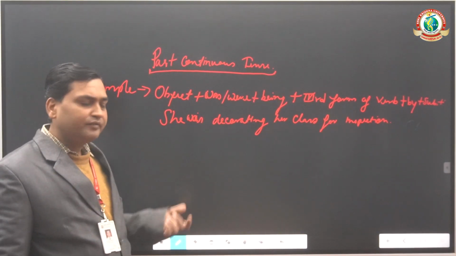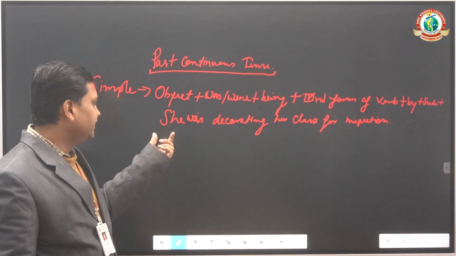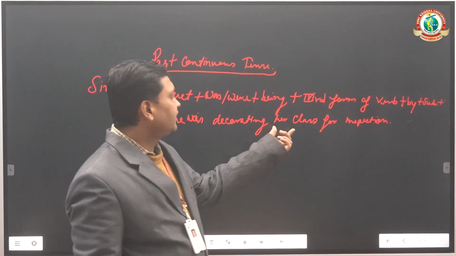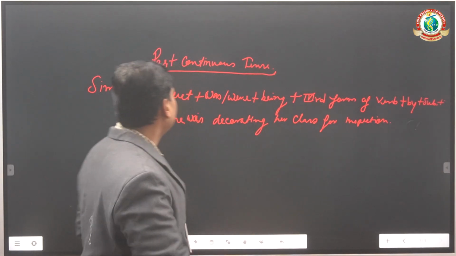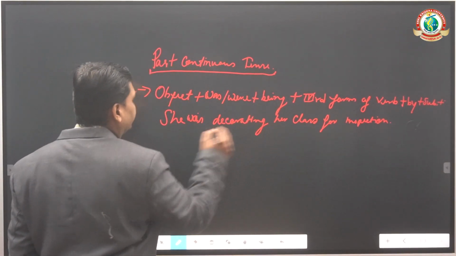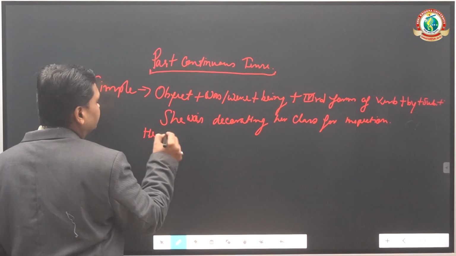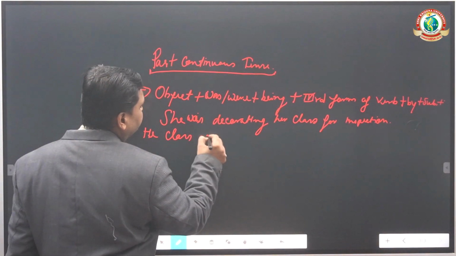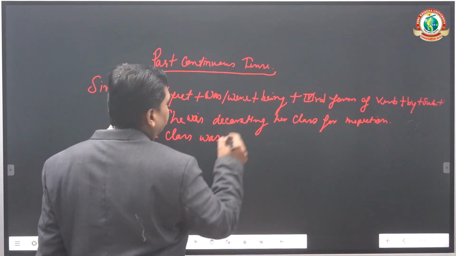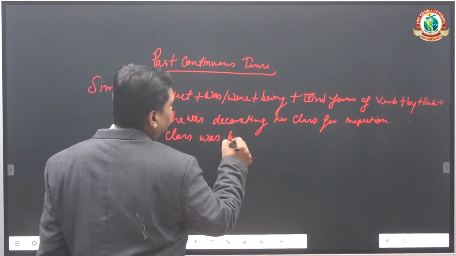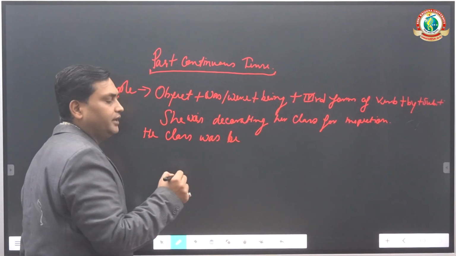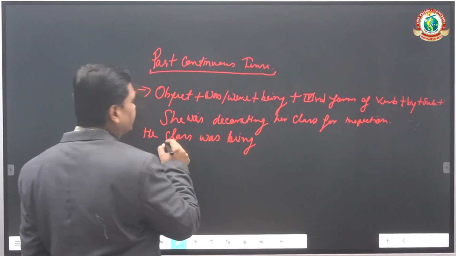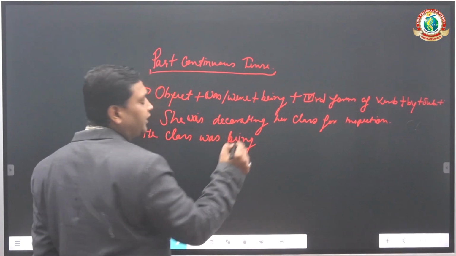So we would identify that she is the subject, was is the helping verb, decorating is the verb, and her class is the object. First of all, we would add the object here: her class was being. We have to put "being" here carefully. Being, the class was being decorating.